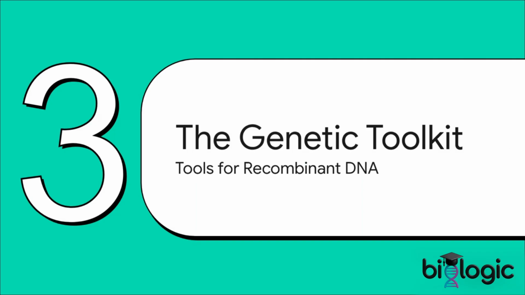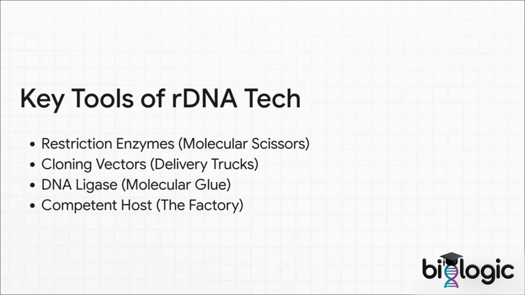So for section 3, let's talk about the fun part, the genetic engineering toolkit. Because to actually do all this cool genetic engineering, you need the right set of tools. So let's open up that toolbox and see what's inside. Here are the absolute essentials, the non-negotiables, for making what we call recombinant DNA.